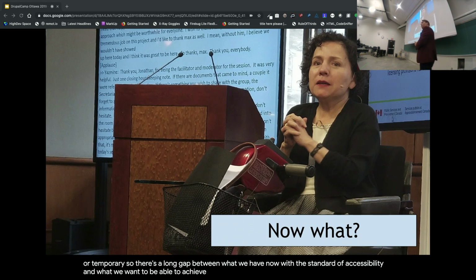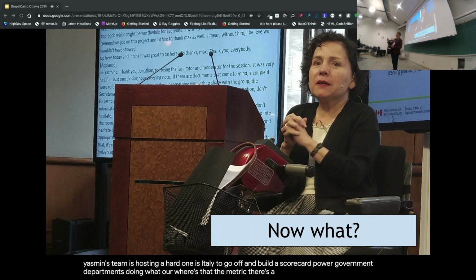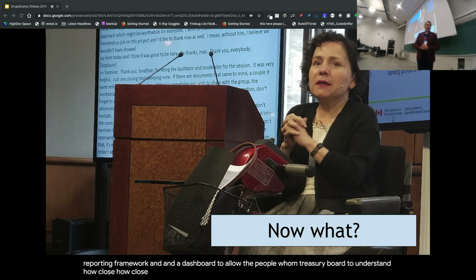There's a few things that are part of the strategy that Yasmin's team has put together. One is there's a need to build a scorecard of how government departments are doing. Where's the metric? Because if we're going to achieve this goal, we need to be able to see how departments are doing. How are we moving along? So there will be a reporting framework and a dashboard to allow people within Treasury Board to understand how close governments are to achieving these outcomes. How close are we to getting to the desired state?